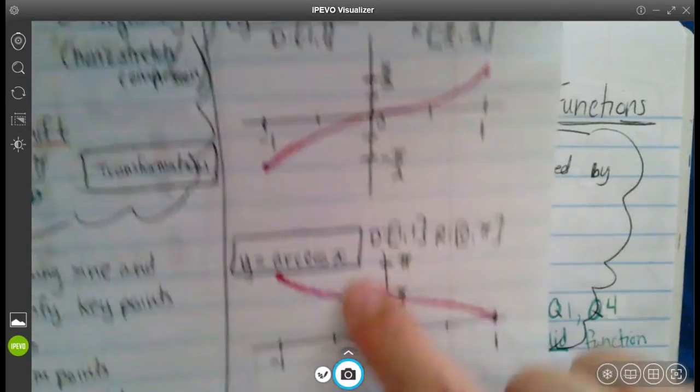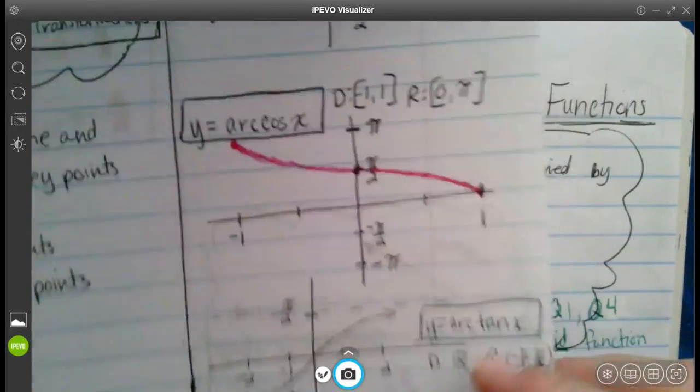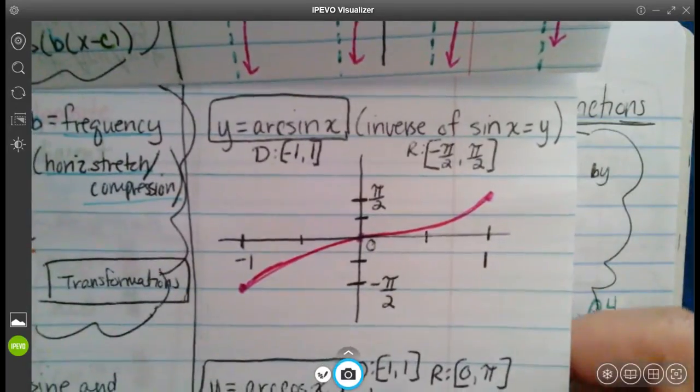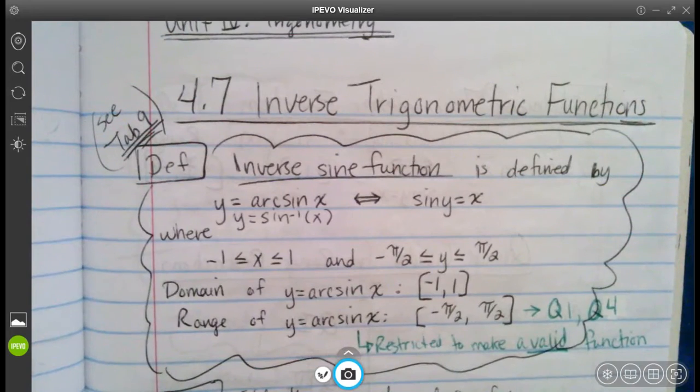Okay, arcsine, arccosine, and arctangent. I'm sorry, three graphs, arctangent. They look quite different from our three original graphs, and there's a reason why. Okay, so let's go ahead and begin.